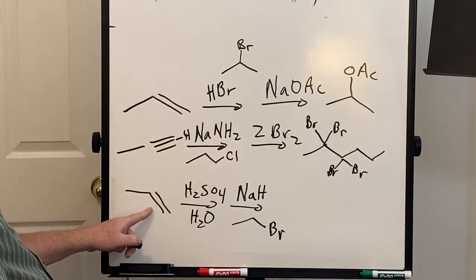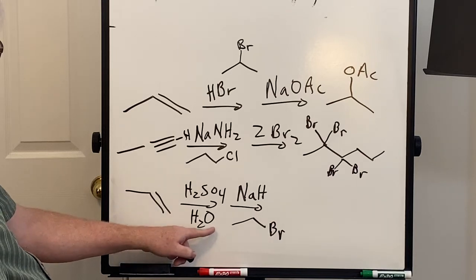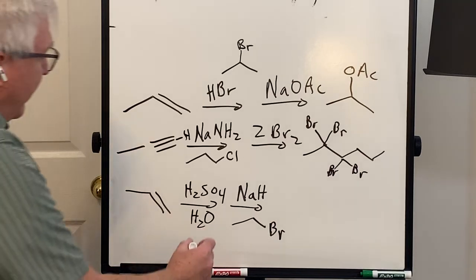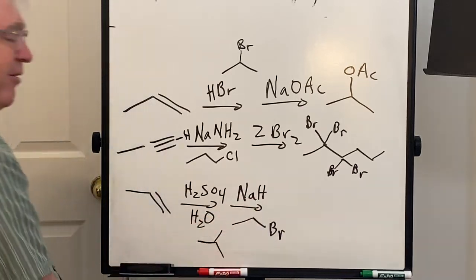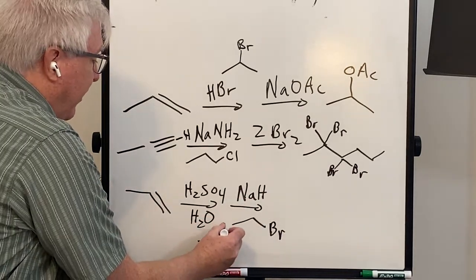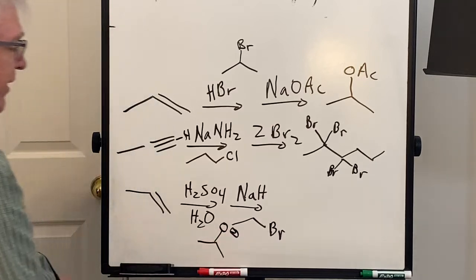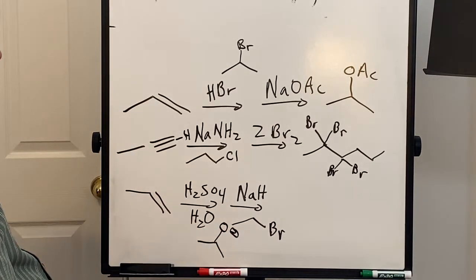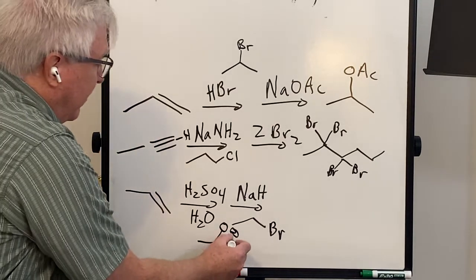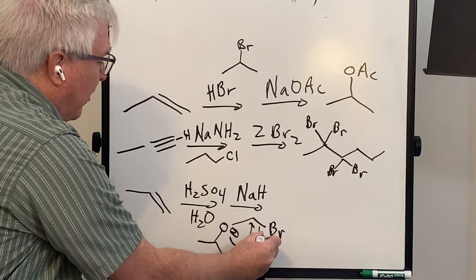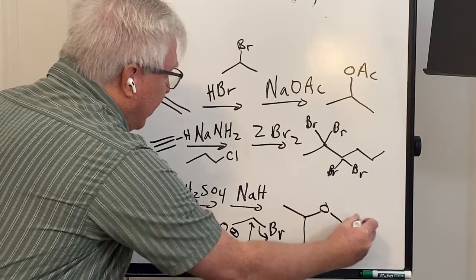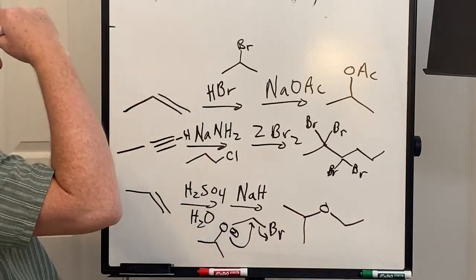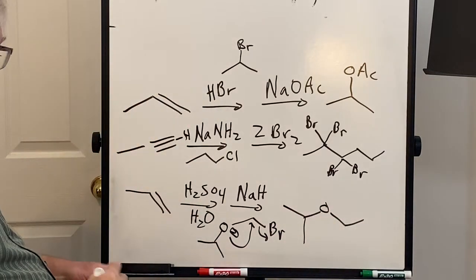Hydration of an alkene is first going to give us an alcohol, right? And that alcohol can be what? Deprotonated with sodium hydride. So after that next step there, you get that, which is an alkoxide we call. And that's a good nucleophile for what? To displace this bromide here. So you'll get an ether product. You'll get an ethyl isopropyl ether product there for that one.